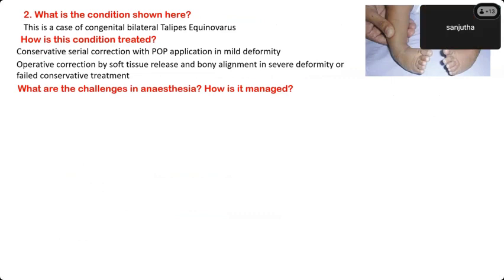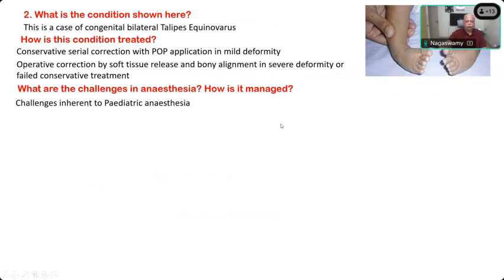Supposing a 9-month-old baby is posted for open repair of congenital talipes equinovarus with soft tissue release and K-wire fixation of the talonavicular joint. That is the plan. What are the challenges in the anesthesia? Number 1, pediatric patients, sir. Fantastic. That is the answer you are going to say every time. The first and foremost challenge is inherent to pediatric anesthesia.